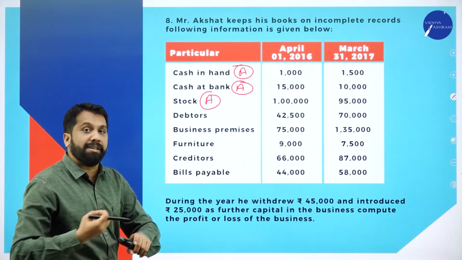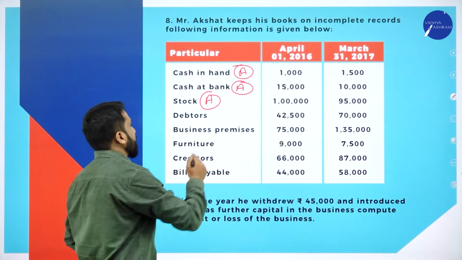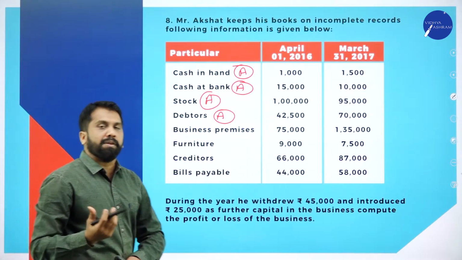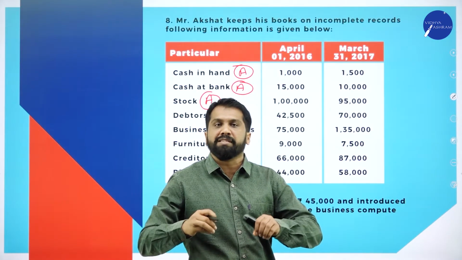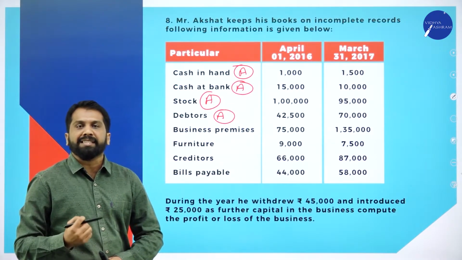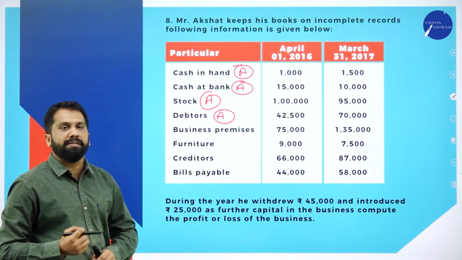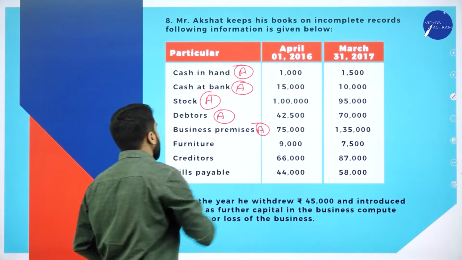Debtors you are receiving from outsiders, that is also an asset. Business premises. Premises means what? The building. So where the office is running, that building or that portion we call as premises. That is always an asset for a company. Now, business premises is an asset.